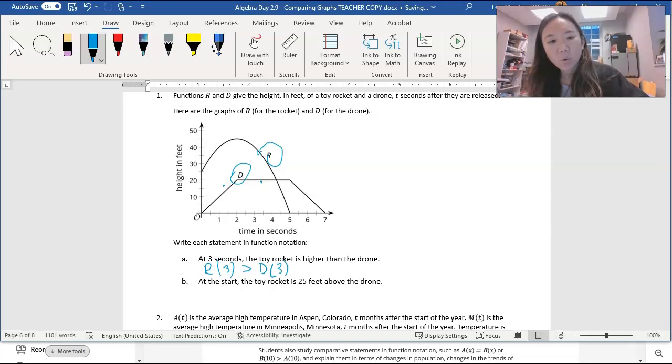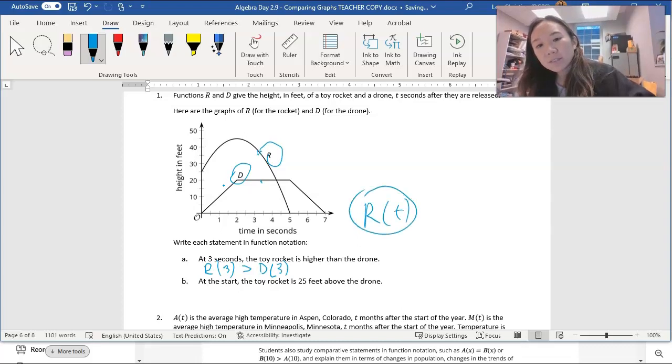Because remember, this whole function notation, R of t, gives us the y value. So R of 3, if we were to interpret that, would be about here at around 36 feet, and then D of 3 would be here at approximately 20 feet.